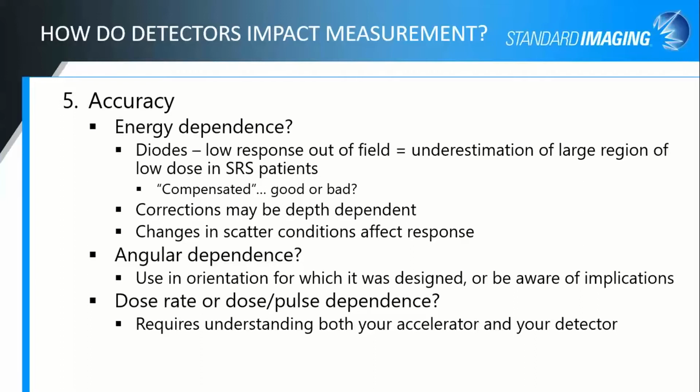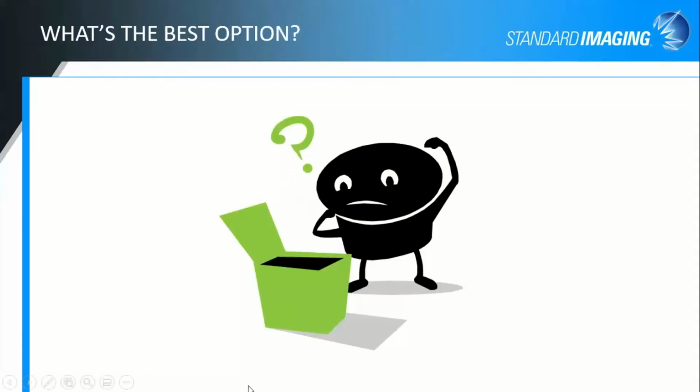Dose rate or dose per pulse dependencies are also detector specific, and so they require understanding not only your detector and whether it has those dependencies, but also your accelerator and how the dose rate changes the dose per pulse. If it's just more pulses, but the same dose per pulse, then there's less dependency, particularly for ion chambers, than there is if the dose rate changes the amount of signal that's given in each of those dose pulses. So what's the best option?